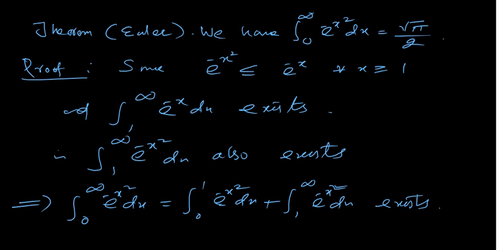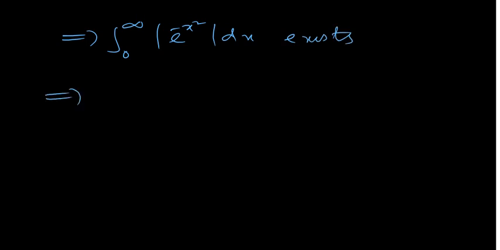This implies the integral from 0 to infinity of the modulus of e to the power minus x square dx also exists, because it's the same, as this function is actually a non-negative function. This also exists, which implies the Lebesgue integral of e to the power minus x square d lambda exists. The Lebesgue integral exists.